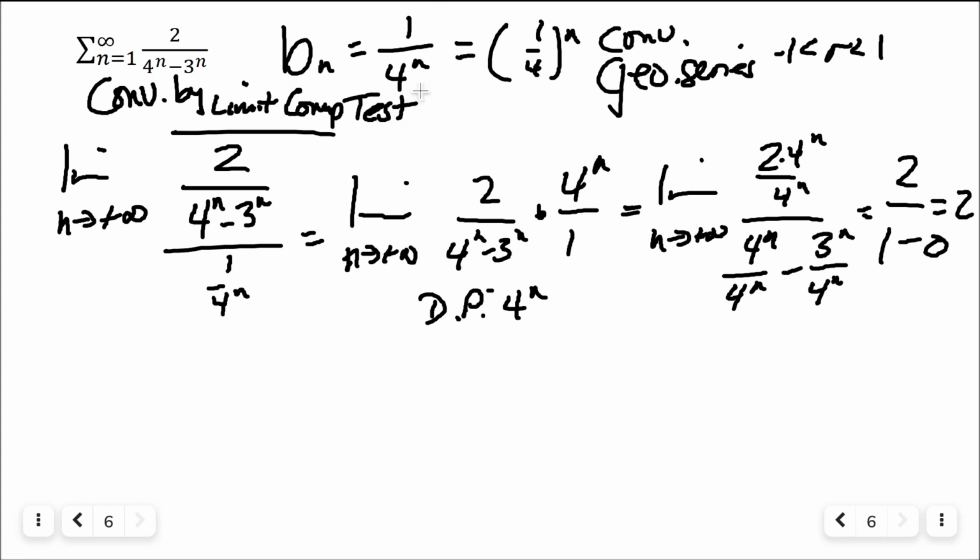You just compare whatever series you want with a divergent series, like, let's say, the harmonic series, 1 over n. You compare this series with 1 over n, and 1 over n diverges. And if you get a positive finite value after calculating the limit, then that series would have to diverge. Okay? That's how it works.